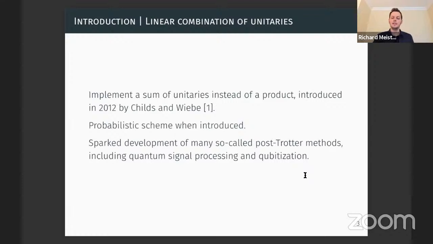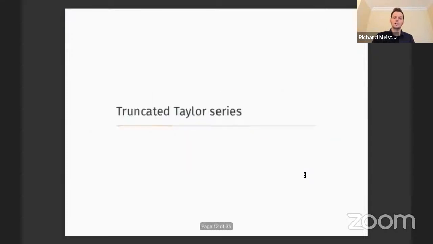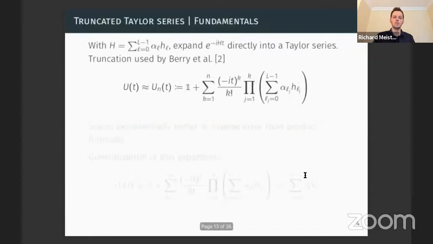And this new technique sparked the development of a whole zoo of new approaches that are usually grouped together as post-Trotter methods. They include things like quantum signal processing and qubitization, which some of you might be familiar with. But what I want to talk about today is one of the most straightforward and direct applications of this linear combination of unitaries, or LCU method, which is the truncated Taylor series.